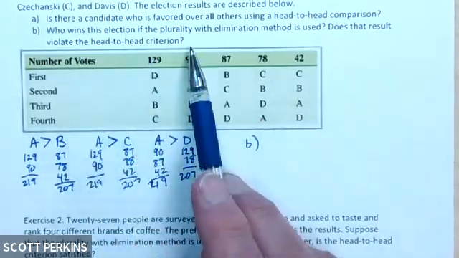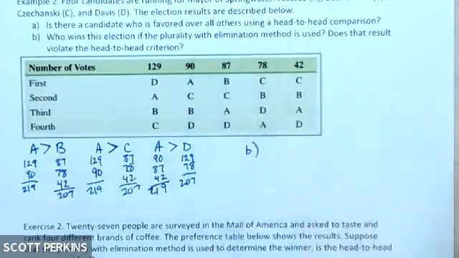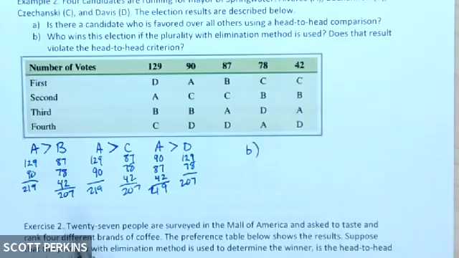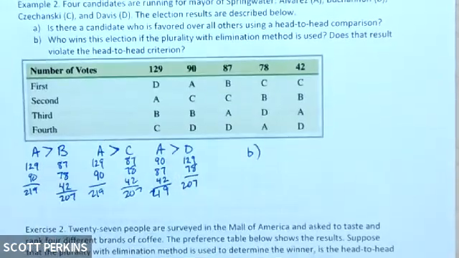Who wins the election if we use plurality with elimination? Do the results violate the head-to-head criterion? Since A beat everybody, what we're hoping for is that A would win with plurality with elimination. If it does, then we're good to go. If A doesn't, then that would be a contradiction to the head-to-head criterion.